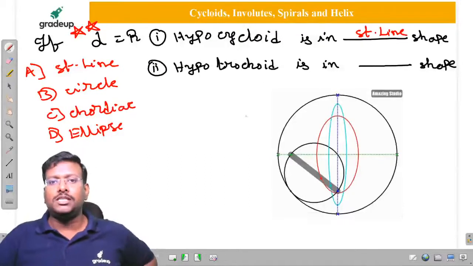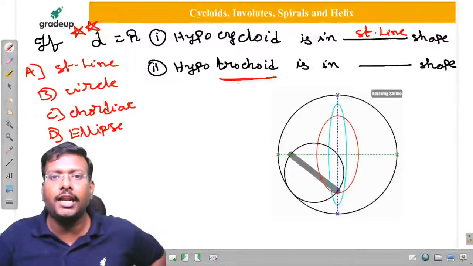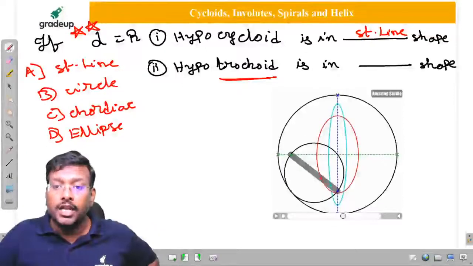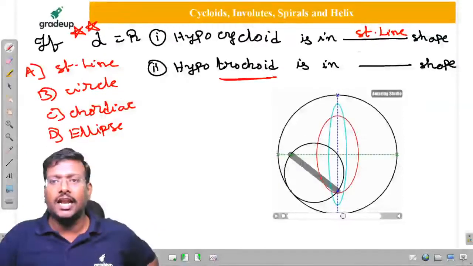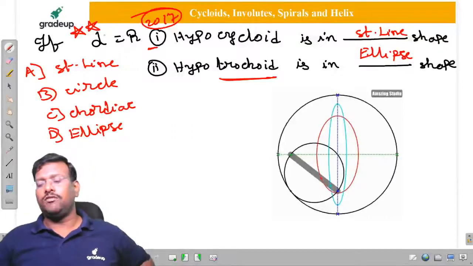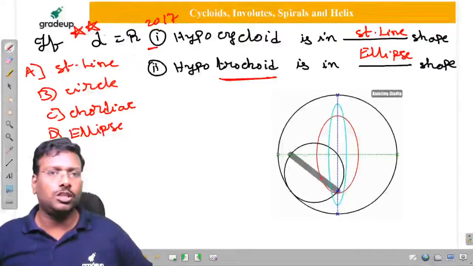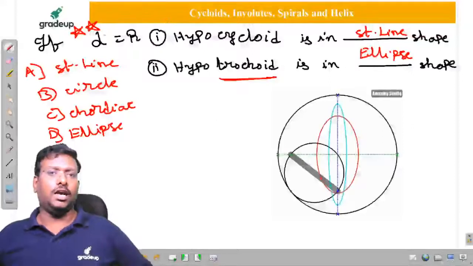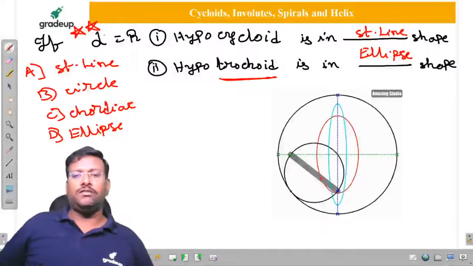Sir, what about the second? Hypotrochoid: the inside points, sky blue and red, generate an ellipse. Sir, we got this question in 2017 in the Engineering Services examination. Whenever they introduced this particular subject in the engineering services, they gave this.